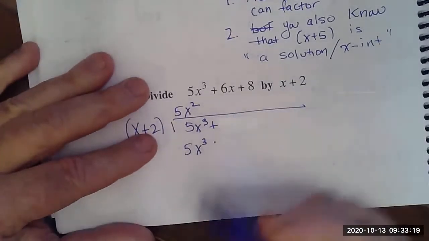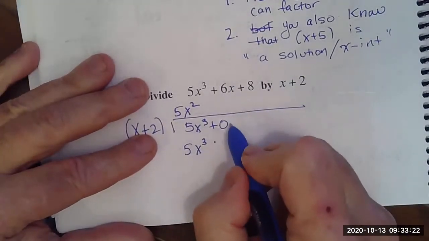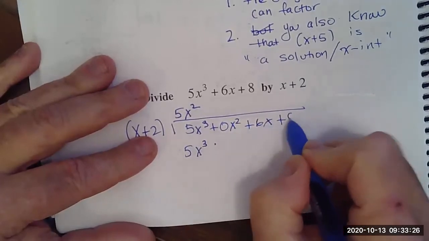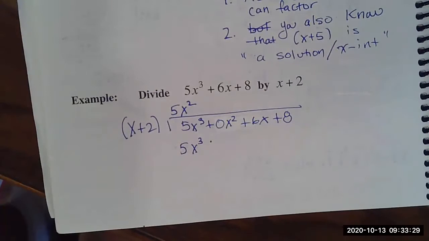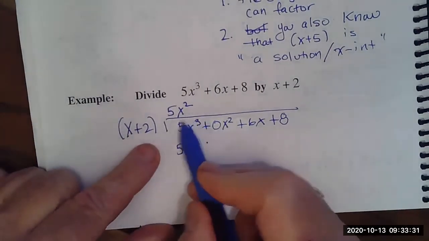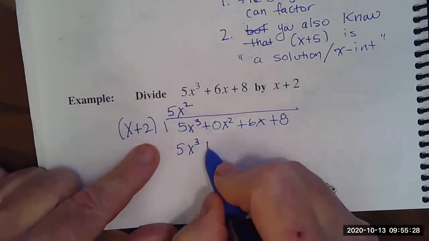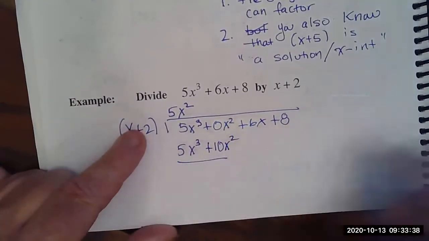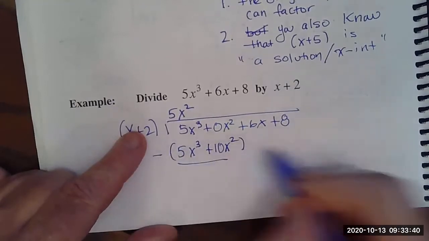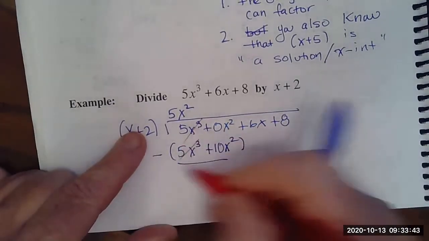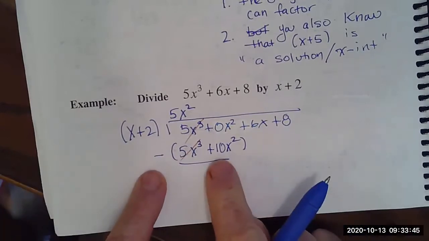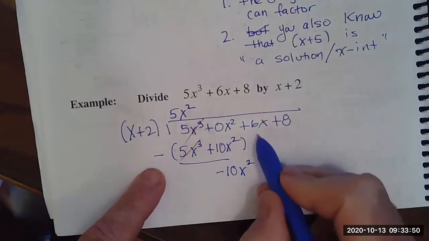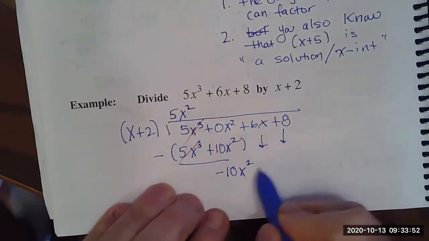So the placeholder would be 0 x squared, and then put your 6x, and then finally the 8. There. Okay, now I feel better. I've got some place for 2x. It's going to be 10x squared to sit underneath. This is 10x squared. And then you go subtract, and then you say, this is what I wanted. And the negative goes with the 10. So negative 10x squared, and bring down the rest is what I do.